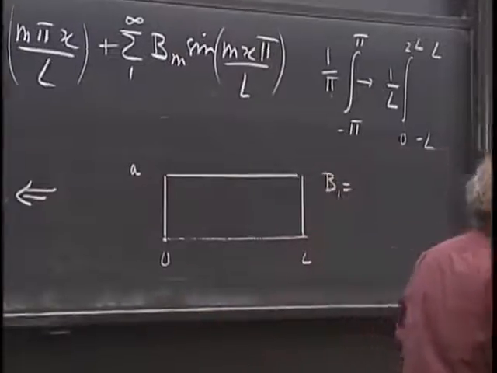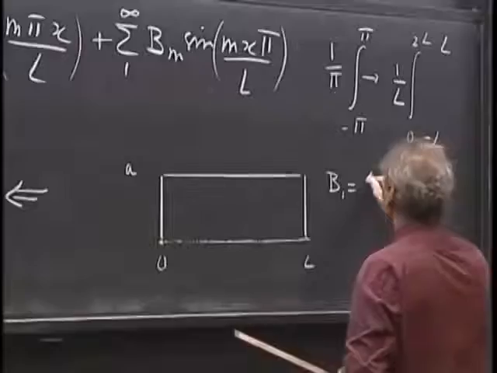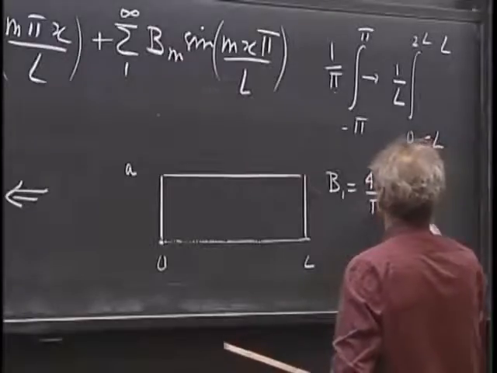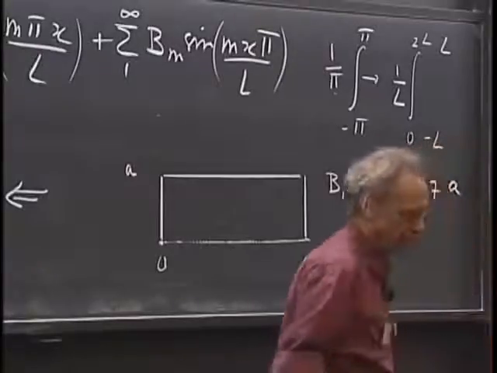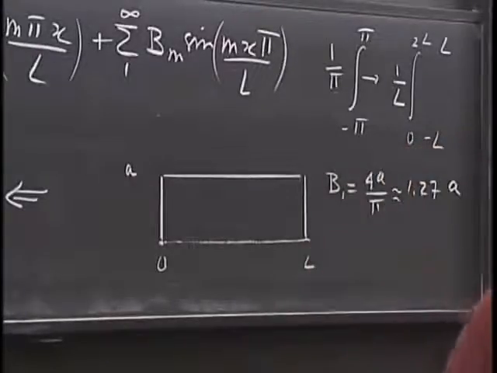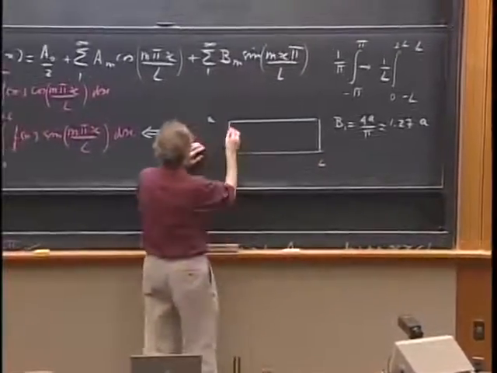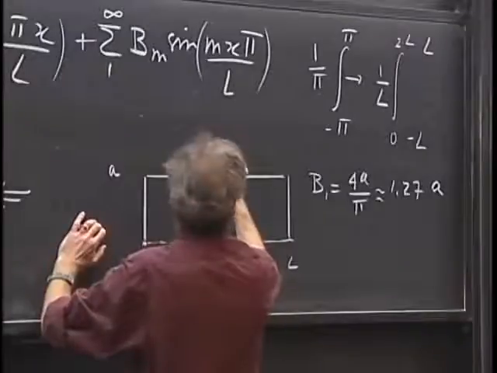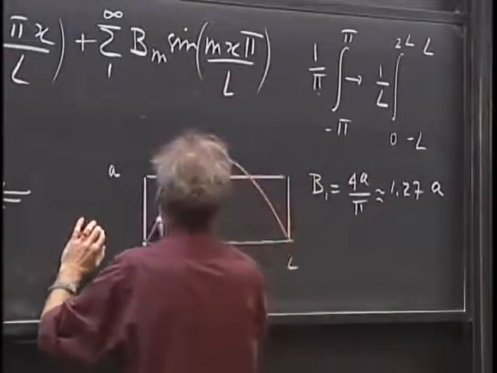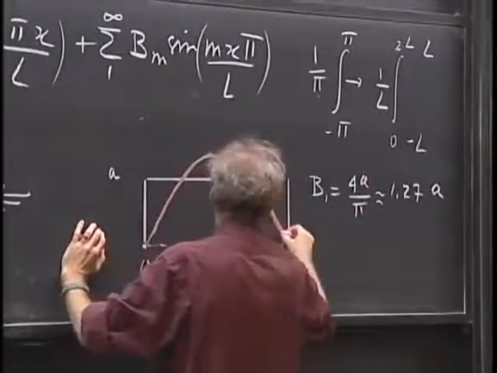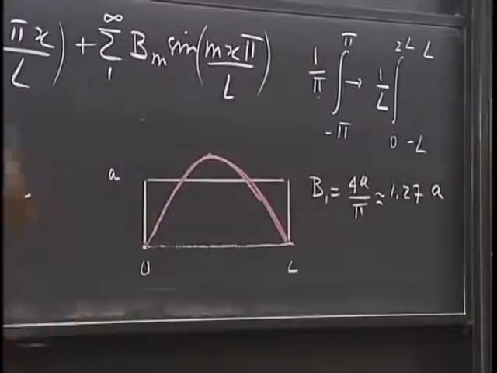Well, B1 is going to be 4a divided by pi, which is approximately 1.27a. Well, let's put it in there. This is a, so I have to put in 1/3 more, so it comes up to this point roughly. So there it is. I love it. It's not quite a square yet, but we're getting there. We're on our way to building up the square.